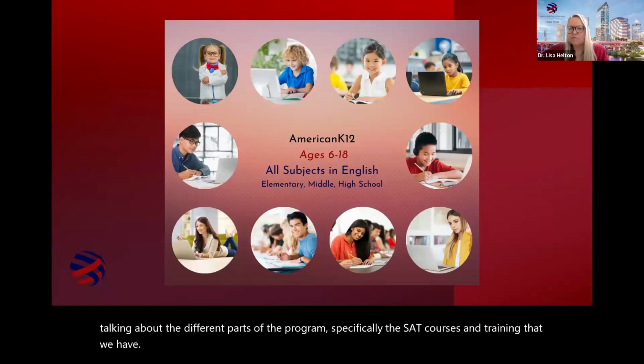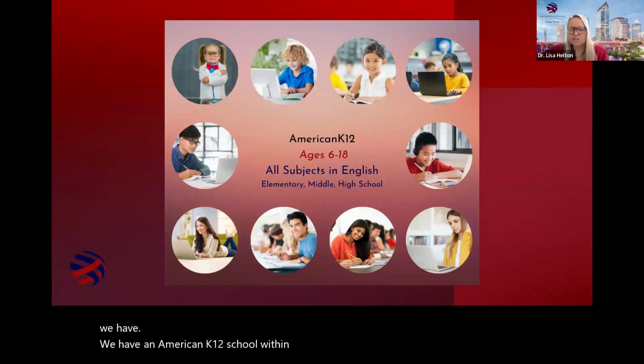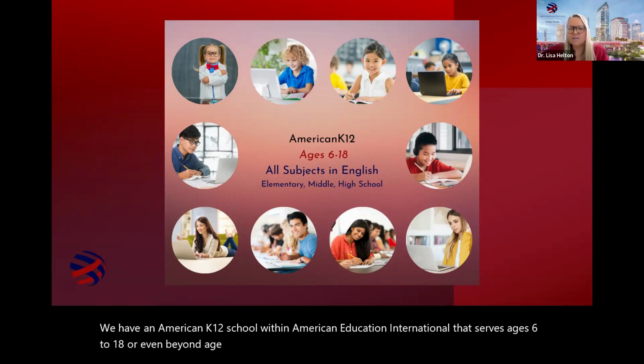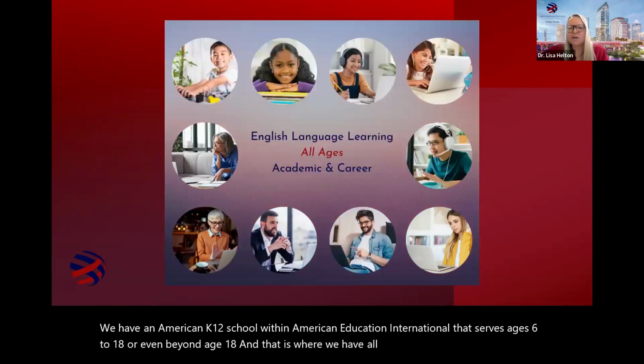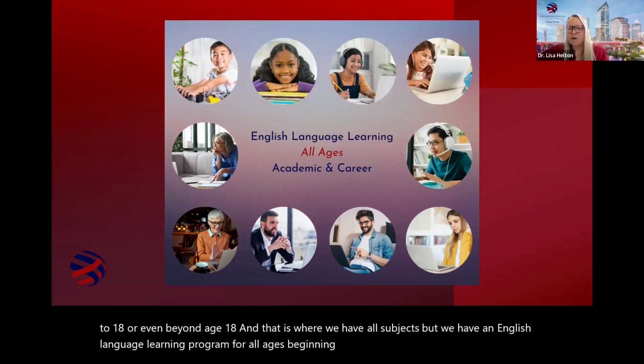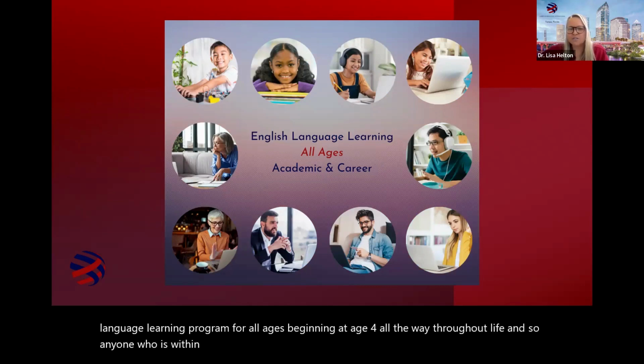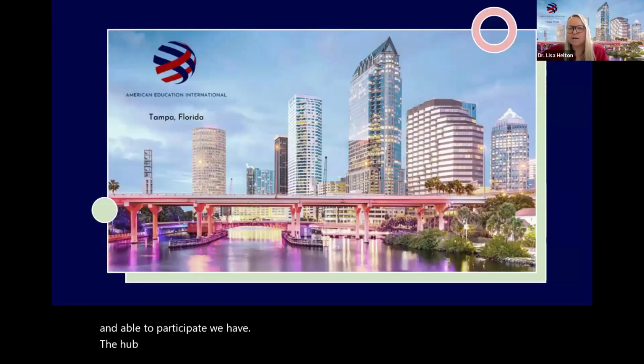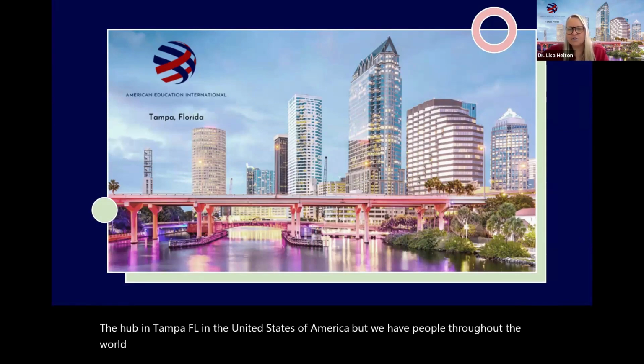We have an American K-12 school within American Education International that serves ages 6 to 18 or even beyond age 18. That is where we have all subjects, and we have an English language learning program for all ages, beginning at age 4, all the way throughout life. Anyone within American Education International is always a part of our community and able to participate. We have a hub in Tampa, Florida, in the United States of America, but we have people throughout the world serving American Education International, and Dr. Vahid is one of them.